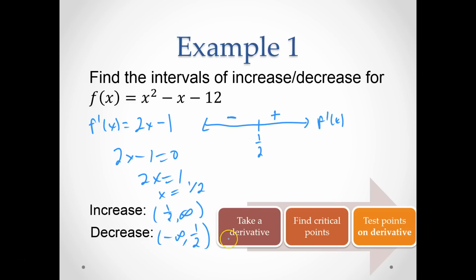Okay, so all we did here was we took the derivative, we found the critical point, which was just 1/2. That was the only place where our derivative was 0. And we tested the point on the derivative function because we said, hey, if our derivative is negative, we're decreasing. If our derivative is positive, that's where we're going to be increasing. And that's all we had to do. Kind of cool.